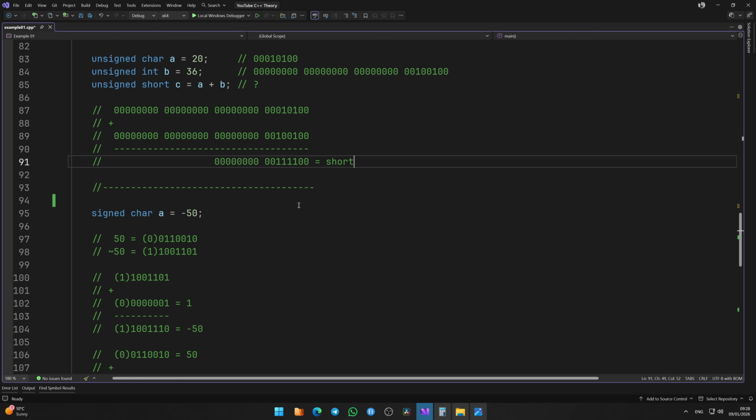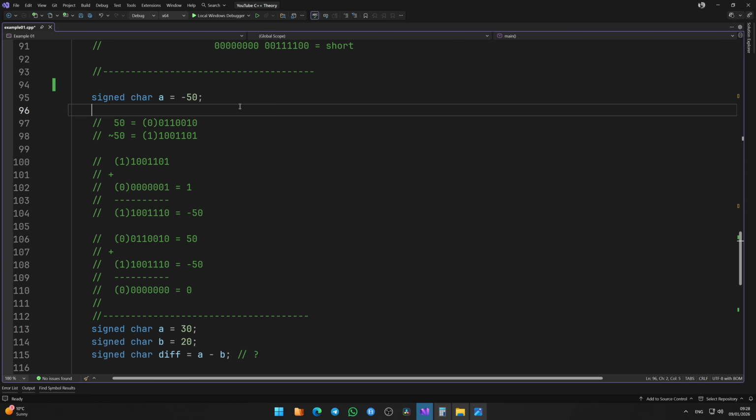Let's talk about negative numbers. As an example, we'll take the signed char type because it's the smallest one. We already know that the leftmost bit in it is reserved for the sign. It equals 0 if the number is positive and 1 if it's negative. But what does it look like in binary form? First, take the number 50 and convert it into binary.